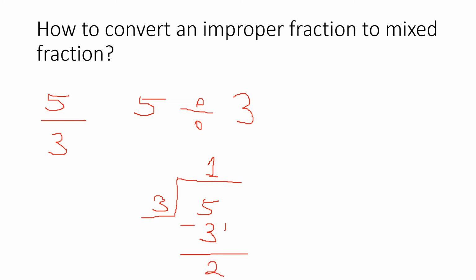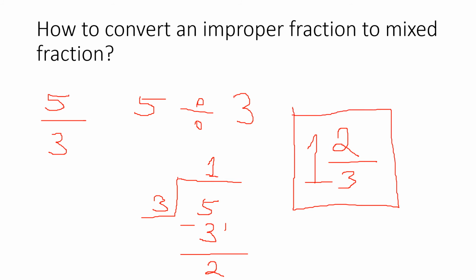Now we will use the quotient, the remainder and the divisor to make the mixed fraction. First, we will put the quotient as the whole number. Then we will put the remainder as the numerator and the divisor as the denominator. So this will be our mixed fraction. So we will say that 5 by 3 is equal to 1 2 by 3, which is also called 1 whole and 2 by 3.